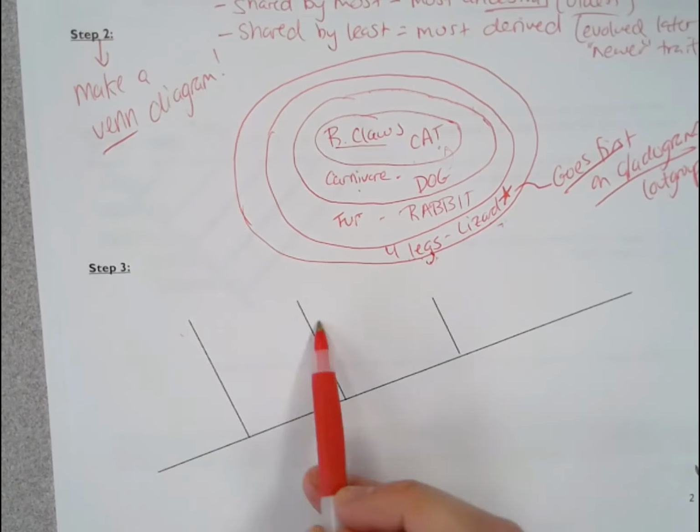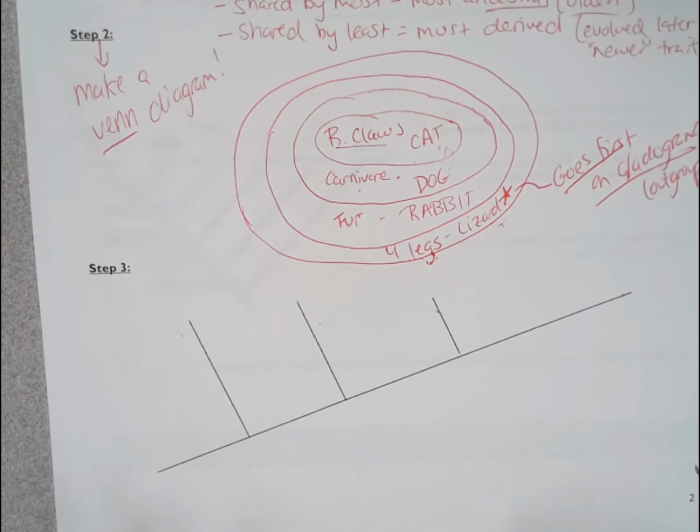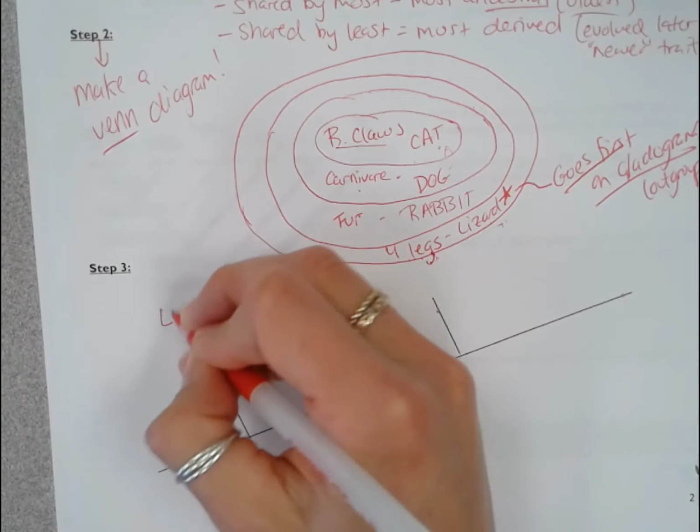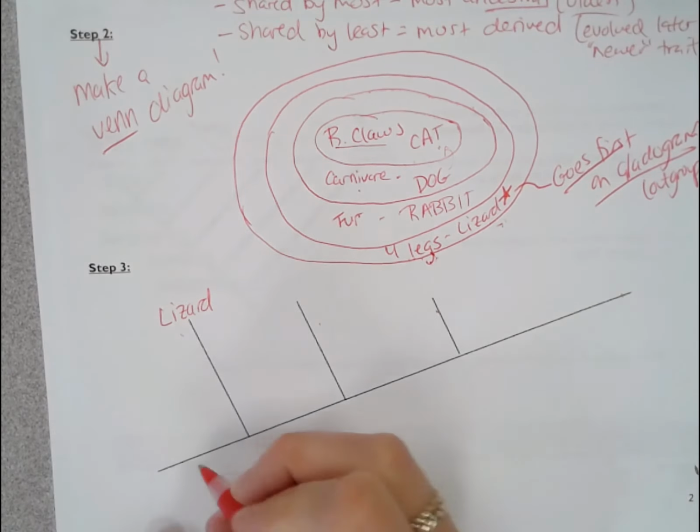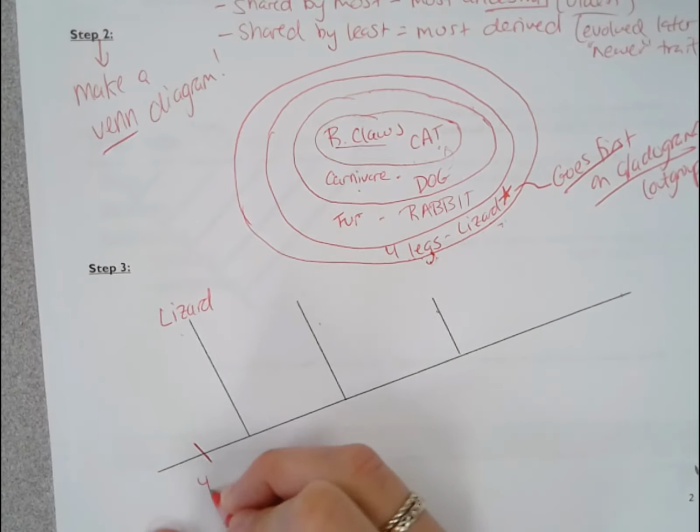So where am I going to put my lizard? Well, this is where my species go. Okay, at the end, that's where my descendants go. So I'm going to put my lizard here. Okay. What is the only trait that the lizard has that we said? 4 legs. So we have to put this before the lizard. So I'm going to put 4 legs here.